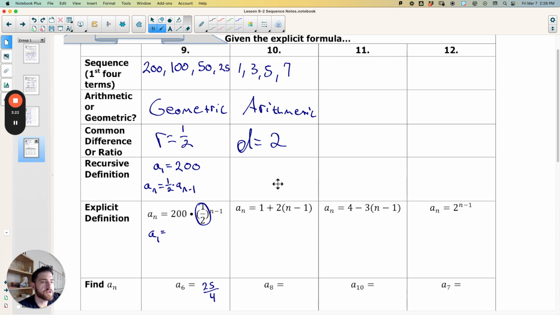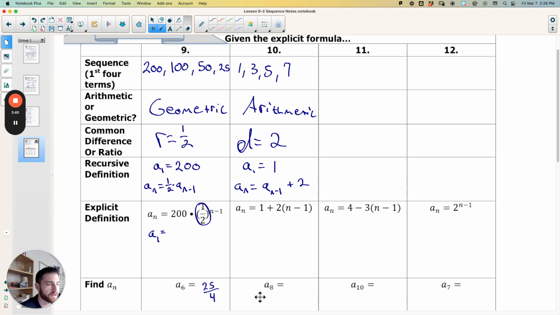Okay, so for my recursive definition, I need to know a starting point. A sub 1 is equal to 1. I got that from right up here. And my current term is equal to my previous term plus my common difference, d.